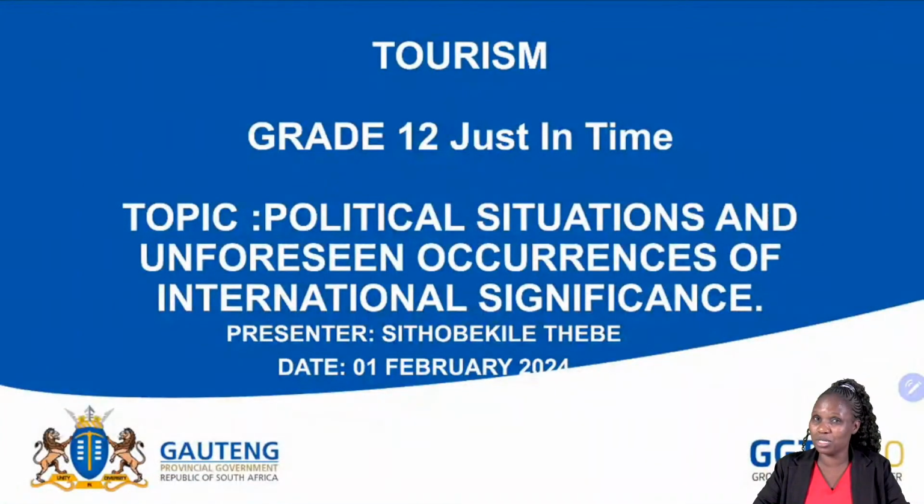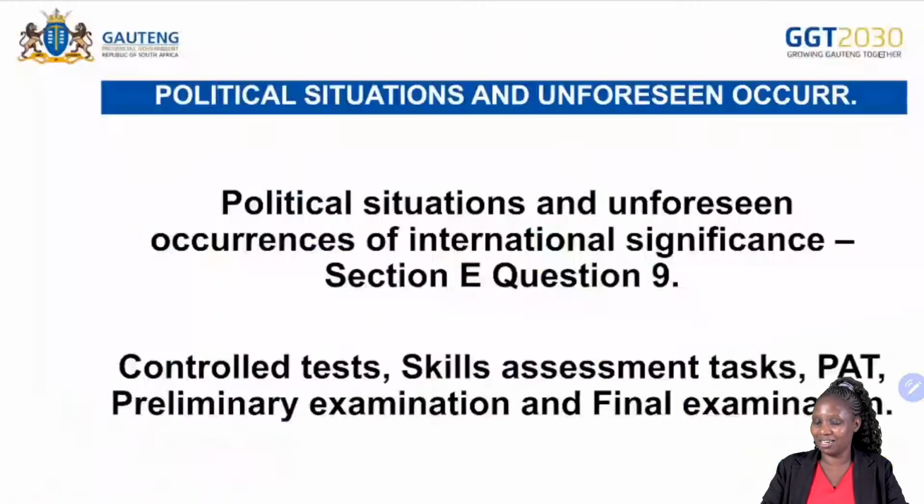Our topic today is political situations and unforeseen occurrences of international significance. All right, grade 12, let's check what we are supposed to do. Political situations and unforeseen occurrences. We are specifically looking at section E in our question paper. Remember, all these topics you are going to be asked in your exams.